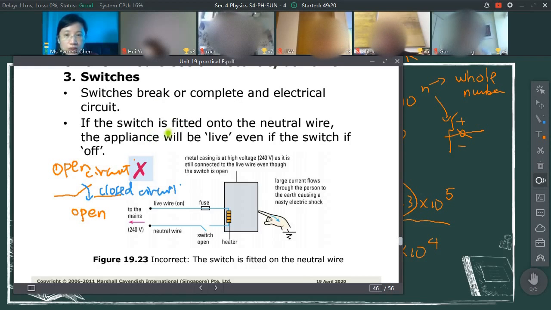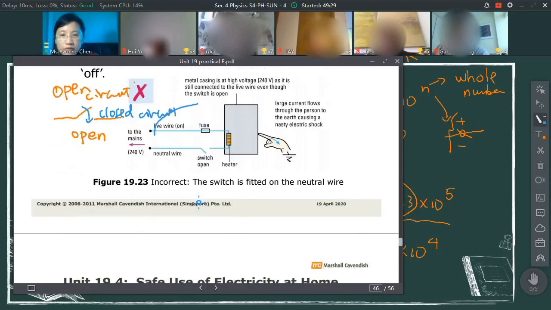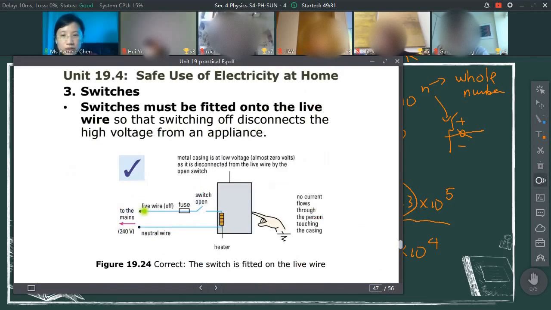So if the switch is fitted onto the neutral wire, we'll talk about neutral wire later, just tell you this is not an appropriate one. Normally we prefer to see this: live wire comes to the fuse, comes to the switch, to the appliance, then comes out to the neutral wire.